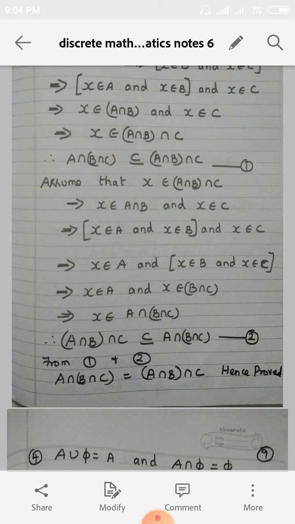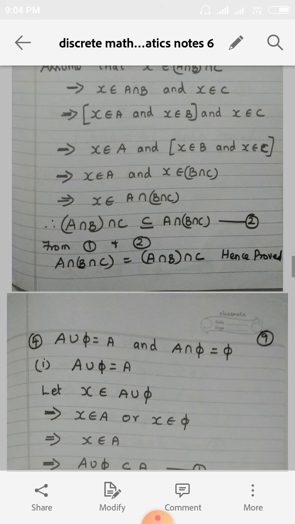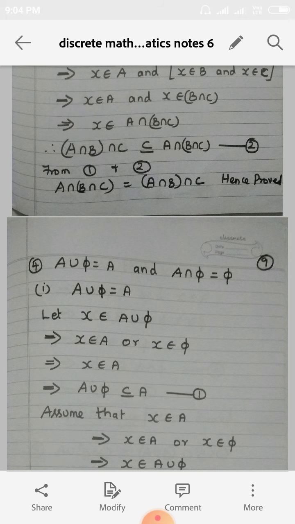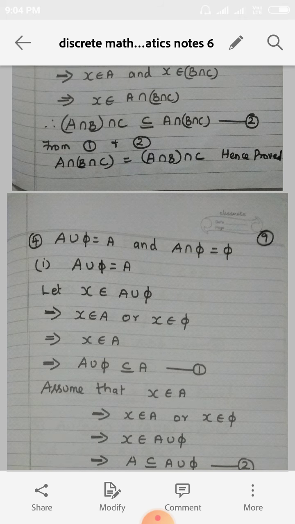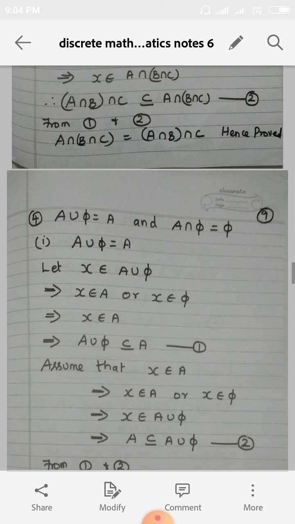So from 1 and 2 we get A intersection of B intersection C is equal to A intersection B intersection C. And the case is proved. What's the fourth one? We have to show that A union phi is equal to A and A intersection phi is equal to phi. So first case, let us take A union phi is equal to A.